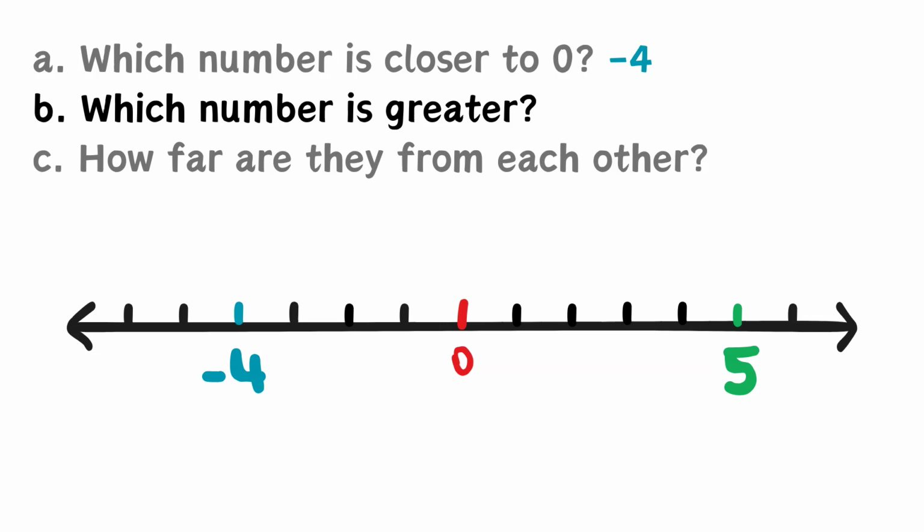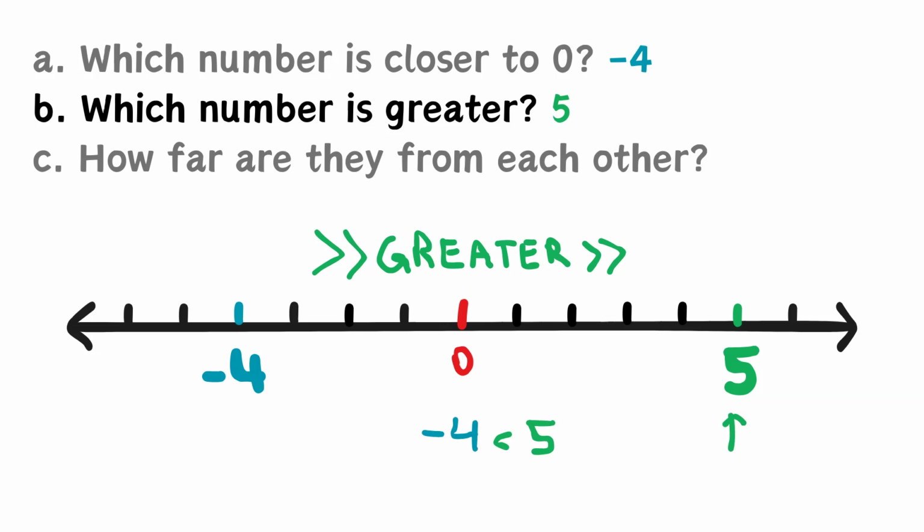The second question is, which number is greater? Remember, numbers further to the right are greater than numbers to their left. And we can see that 5 is farther right than -4, so 5 is greater than -4.